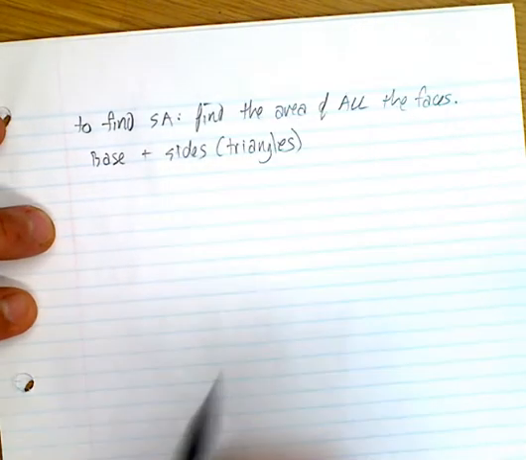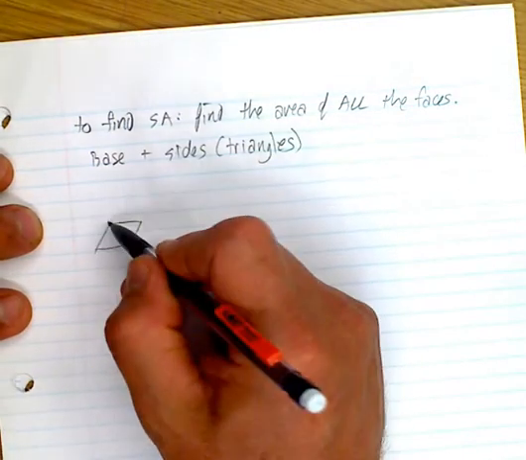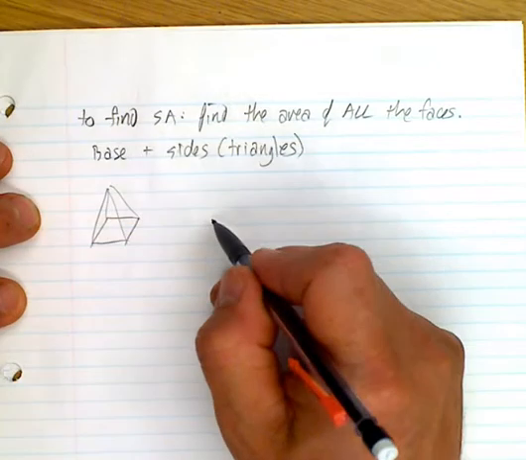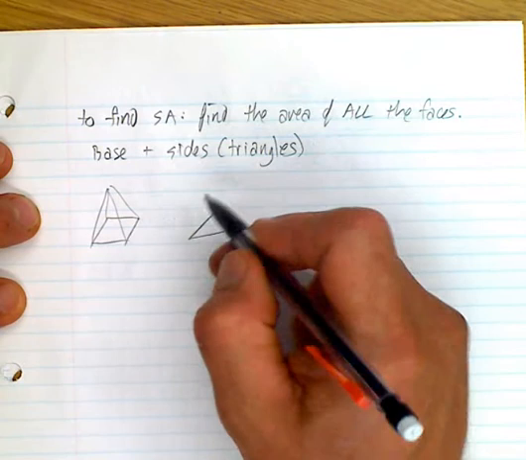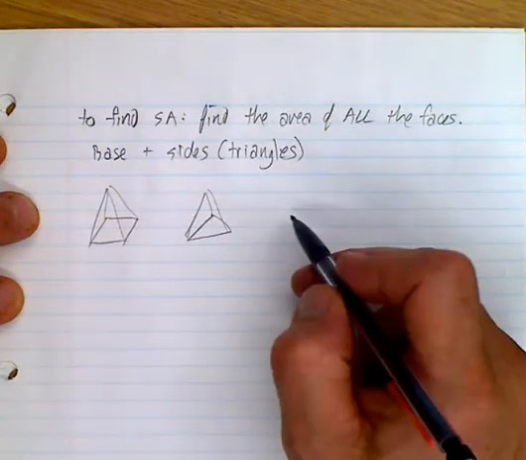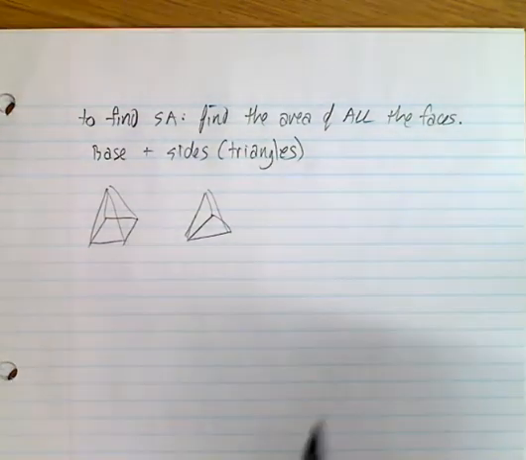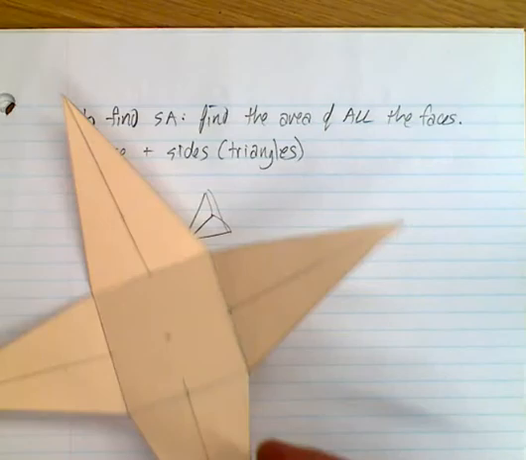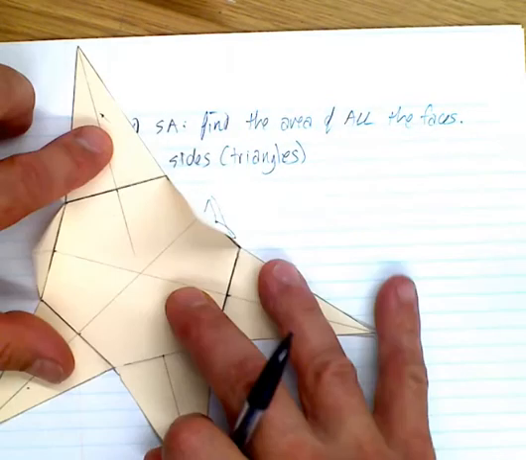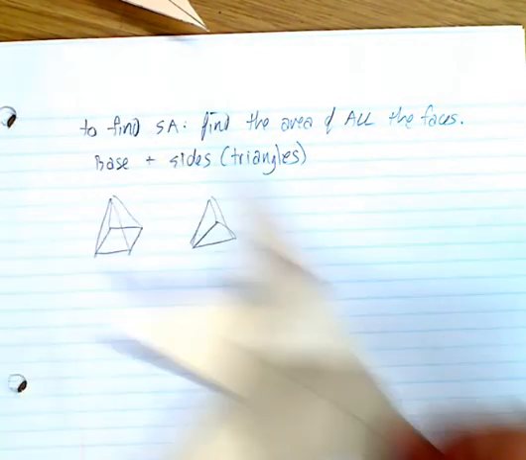Okay, so your base could be a square. Boom. There is your square-based pyramid, right? Let's see if I can draw a triangular one. There you go. That's got a triangular base. It's a little bit harder for me to draw the other ones, but your base can be anything, okay? And I showed you a couple. Here's a square base, boom, fold it up. Here's a hexagonal base, boom, fold them up, okay? So you need to find the area of the base and then the area of all the 4 triangles.